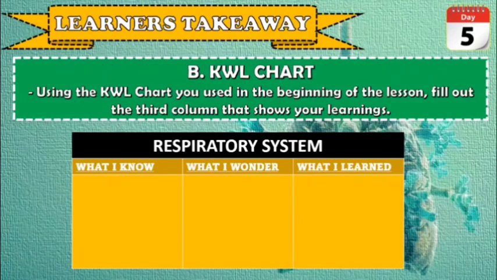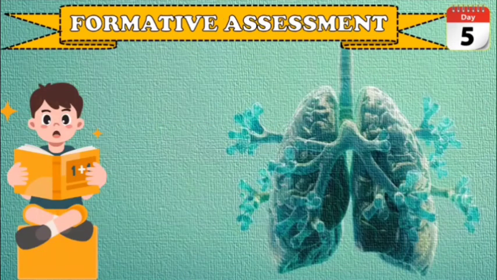KWL chart. Using the KWL chart you used in the beginning of the lesson, fill out the third column that shows your learnings about the respiratory system: what you know, what you wonder, and what you have learned. So with this, I think you will now have your formative assessment.